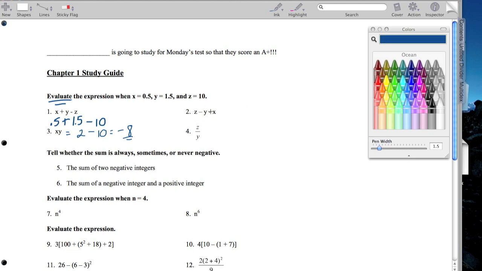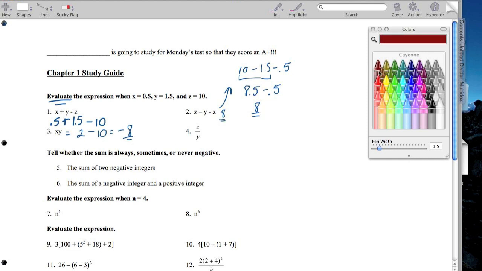Number 2, z minus y minus x. I'll put it up here so I don't run out of room. It's going to be 10 minus 1.5 minus 0.5. So first I do these two. 10 minus 1.5 is 8.5. Minus 0.5 is going to just give me 8. So the answer to number 2 is 8.